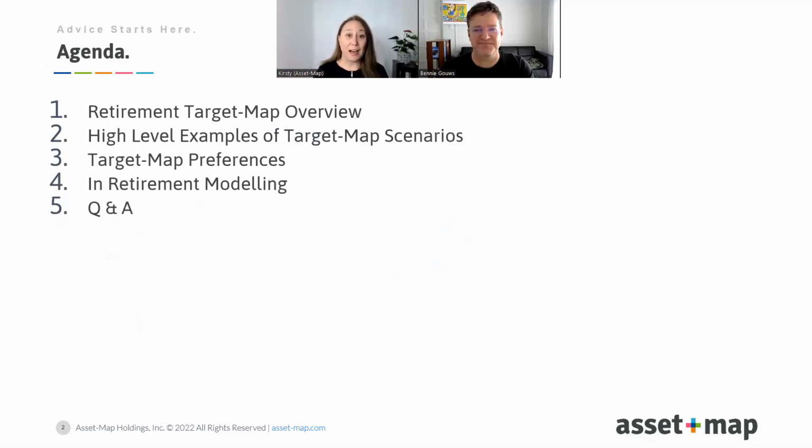Then we'll go through a couple of high-level examples of different scenarios in retirement target map planning. I'm also going to work through target map preferences, so how you can set up your own preferences and defaults that you want to use that reflect your house view. And then we'll look at in-retirement modeling.